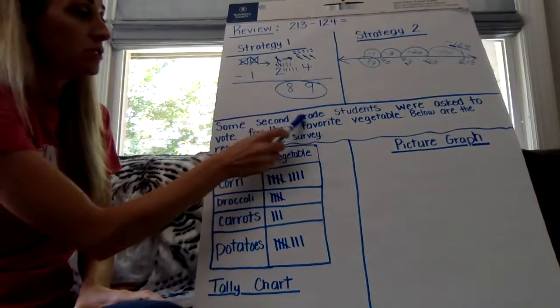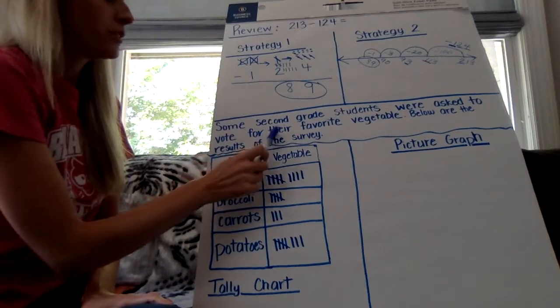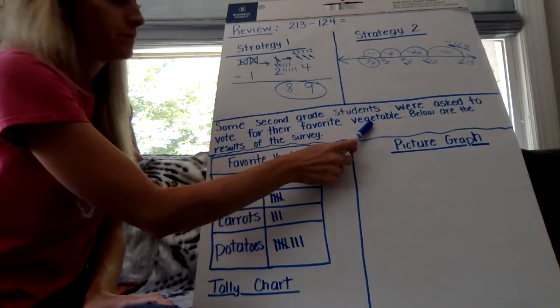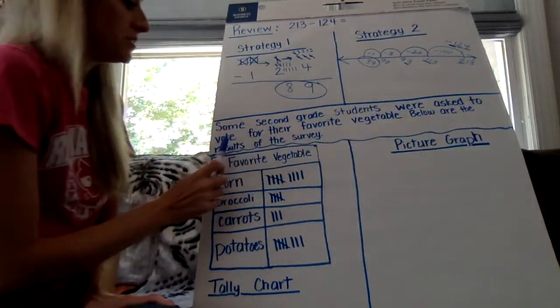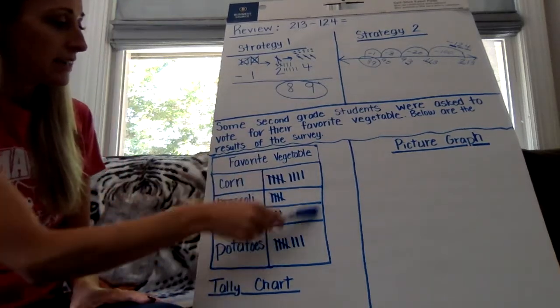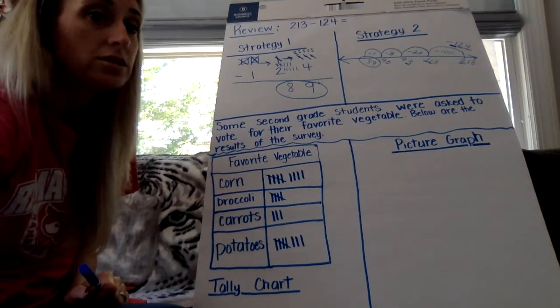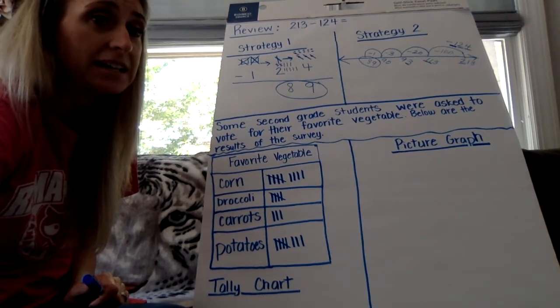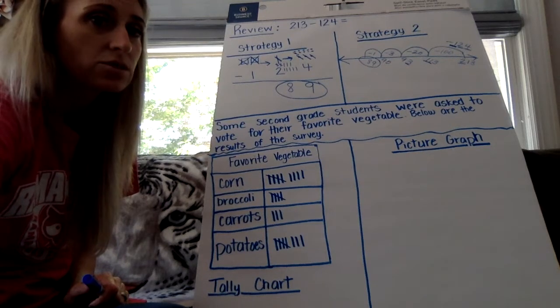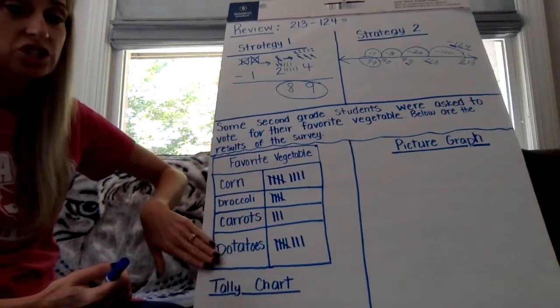Some second grade students were asked to vote for their favorite vegetable. Below are the results of the survey. So, here is the tally chart that collected the data. I'm trying to make this screen bigger. There we go. To collect the data on how many kids liked each vegetable.